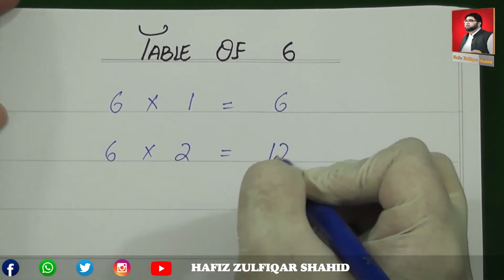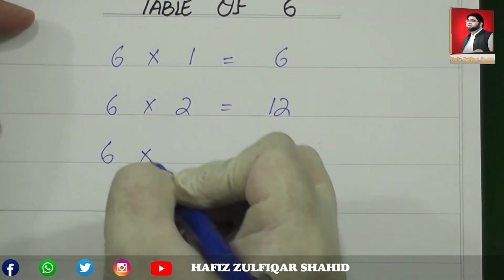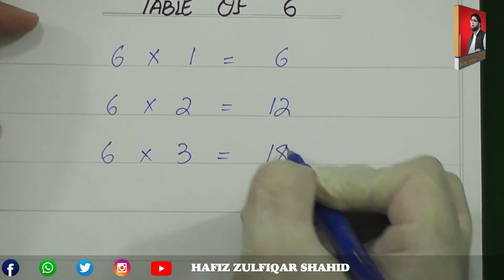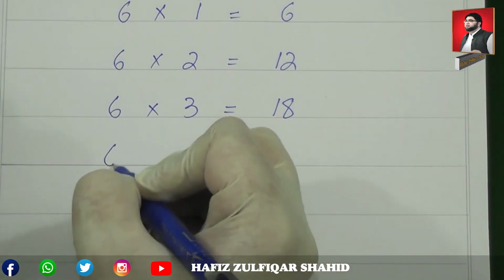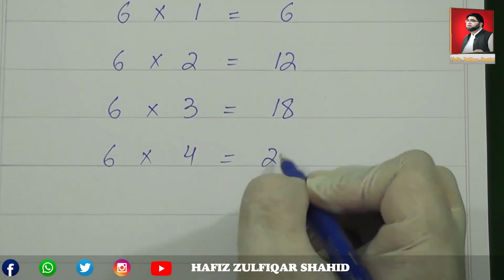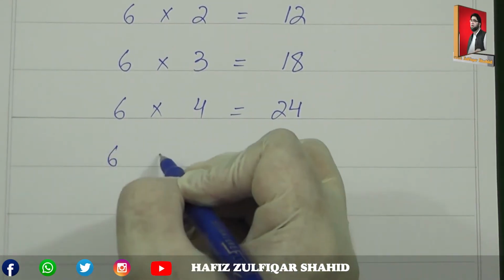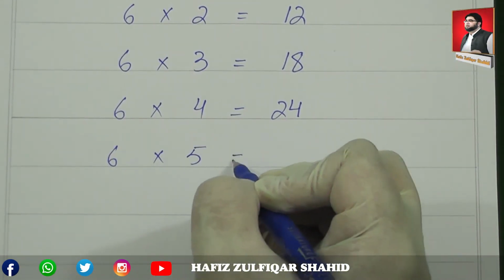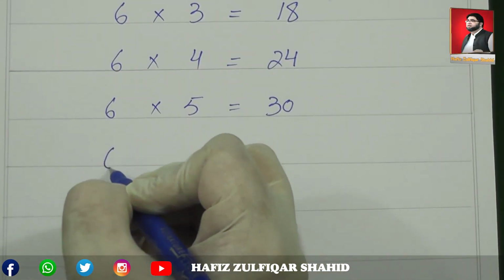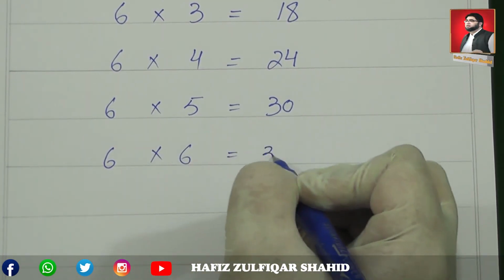6 twos are 12. 6 threes are 18. 6 fours are 24. 6 fives are 30. 6 sixes are 36.